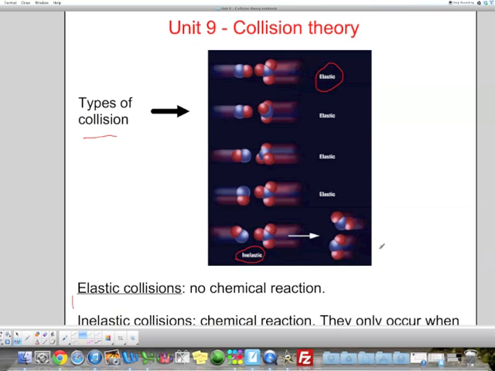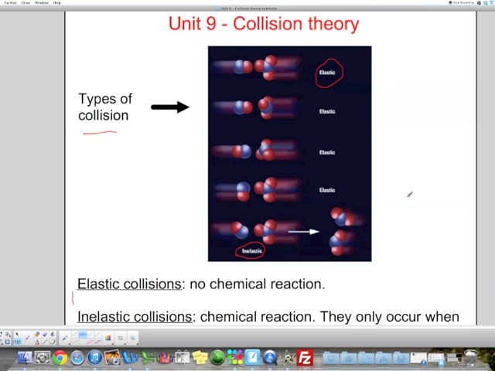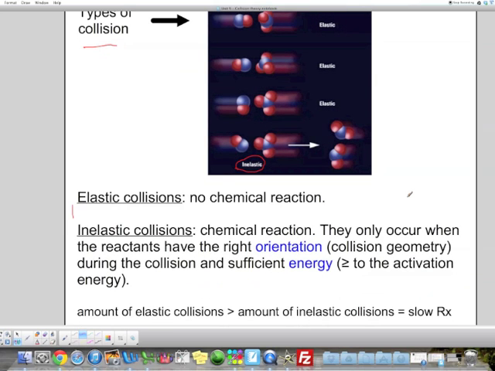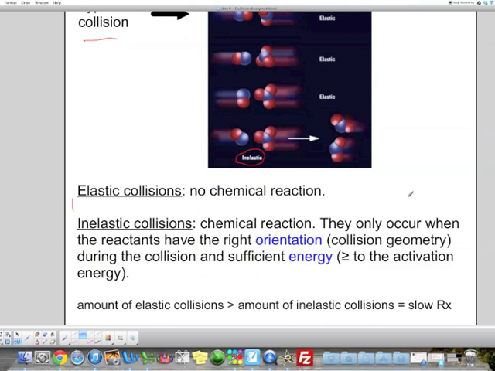So now, what do you need to have an inelastic collision? You need two things. You need the right orientation, so your particles have to collide with the right orientation. You can think of a car accident. If you have a frontal collision, it does much more damage. So it's the same thing with your particles. If they collide with the right angle, there's a better chance that they will break apart and will be able to reconnect after and form different products or different substances. So that's point number one.